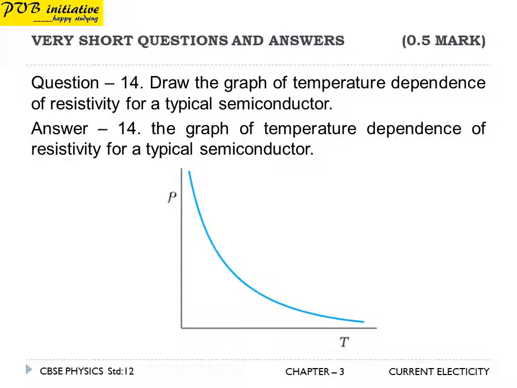Question 14. Draw the graph of temperature dependence of resistivity for a typical semiconductor. Answer 14. The graph of temperature dependence of resistivity for a typical semiconductor is given. According to the graph, initially the resistivity is highest. As temperature increases, the resistivity gradually decreases, and after some particular temperature, the resistivity becomes constant.